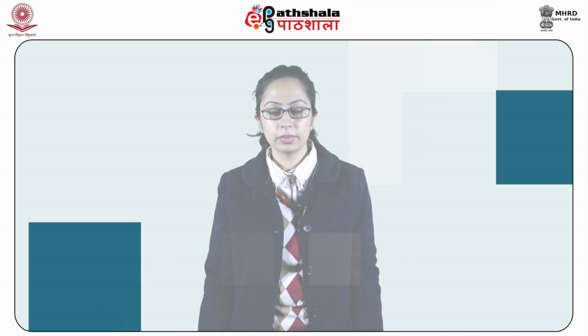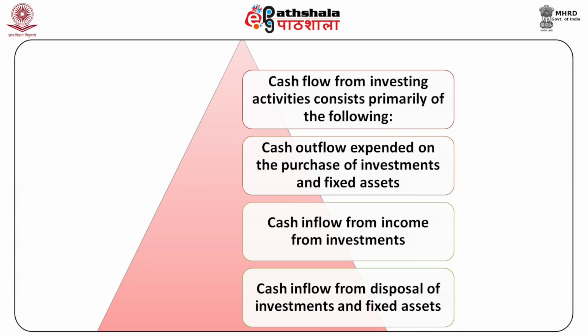Next, investing activities. Cash flow from investing activities includes the movement in cash flow as a result of the purchase and sale of assets other than those which the entity primarily trades in. Example, inventory. So, for example, in case of a manufacturer of cars, proceeds from the sale of factory plant shall be classified as cash flow from investing activities, whereas the cash inflow from the sale of cars shall be presented under the operating activities. Cash flow from investing activities consists primarily of the following: cash outflow expended on the purchase of investments and fixed assets, cash inflow from income from investments, cash inflow from disposal of investments and fixed assets.